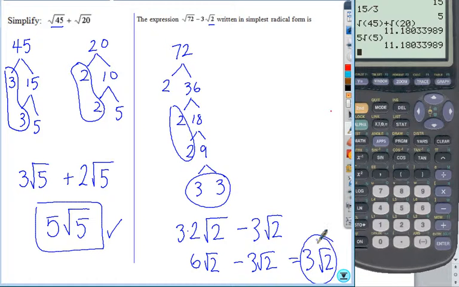Okay, this is how to add and subtract radicals. Just remember it's just like terms, and in most cases you're going to notice that they're going to simplify so that you can combine them, because that's what they're testing on this exam.